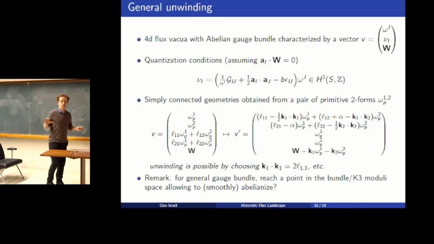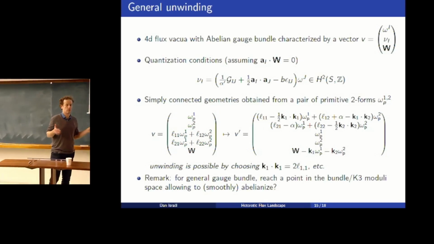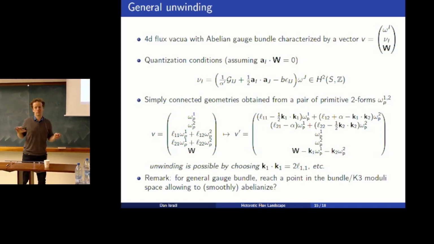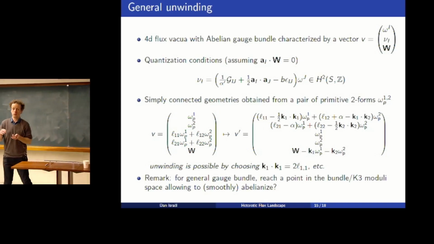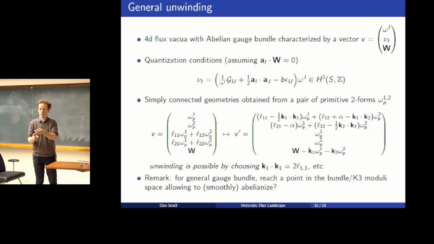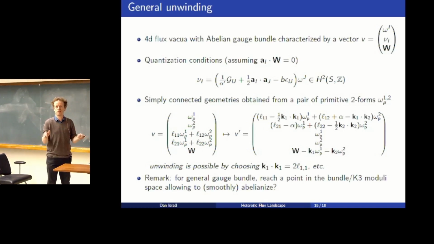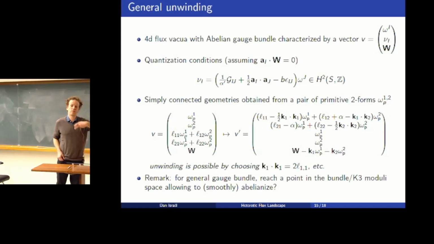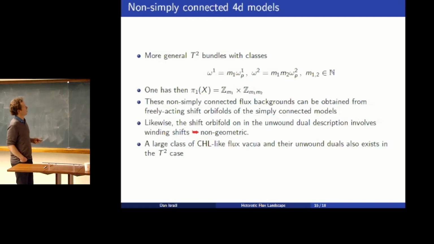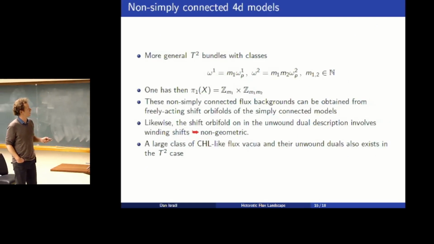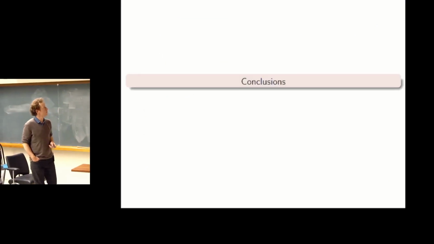The idea is that you start with, this is an assumption, you start with any background of this type. You go to a point in the moduli space where the bundle is abelian, and then by duality you can just unwind everything. The price to pay may be to have those orbifold acting non-geometrically. Okay, this I will skip, and I will move to the conclusion.